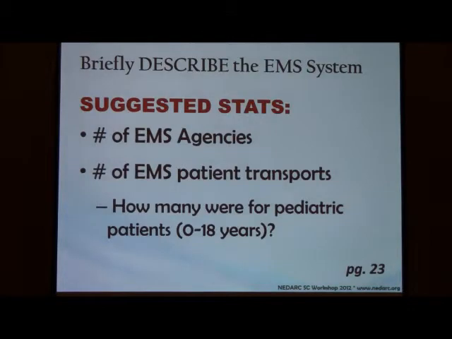Okay, so from the FOA, there are some suggested statistics. That doesn't mean you have to require them, but I'm assuming if it's suggested, it's probably important that you do state them. So I broke these apart into these different systems because they were listed in various order. They asked for the number of EMS agencies, the number of EMS patient transports, and how many were for pediatric patients. So tell me, where could you possibly get this data?